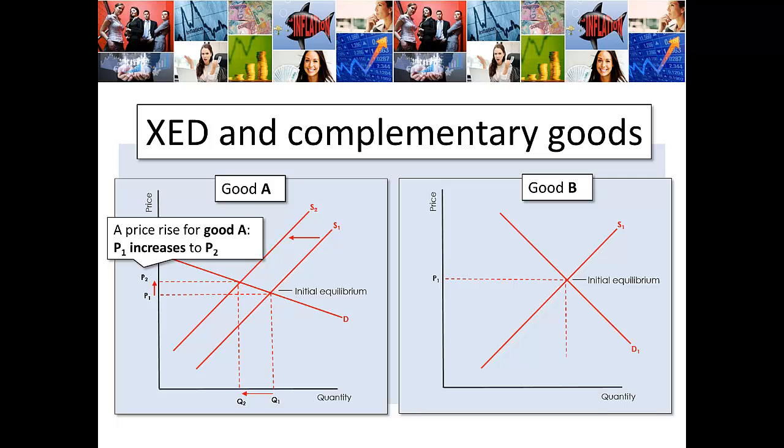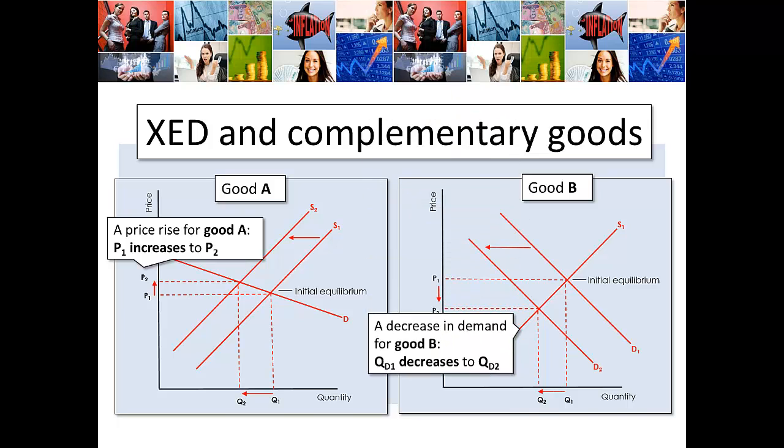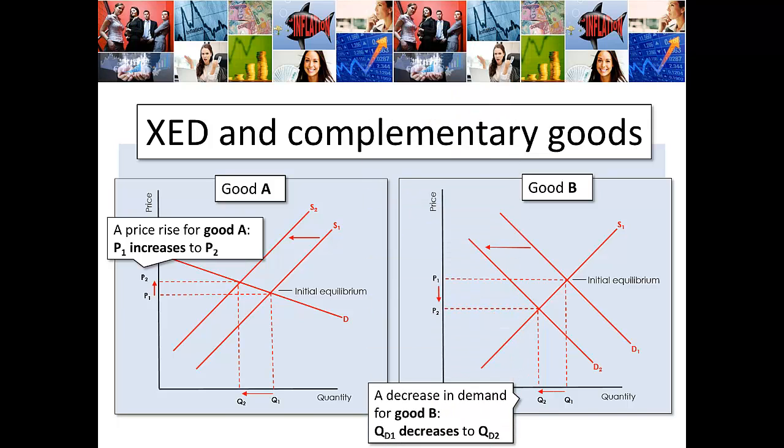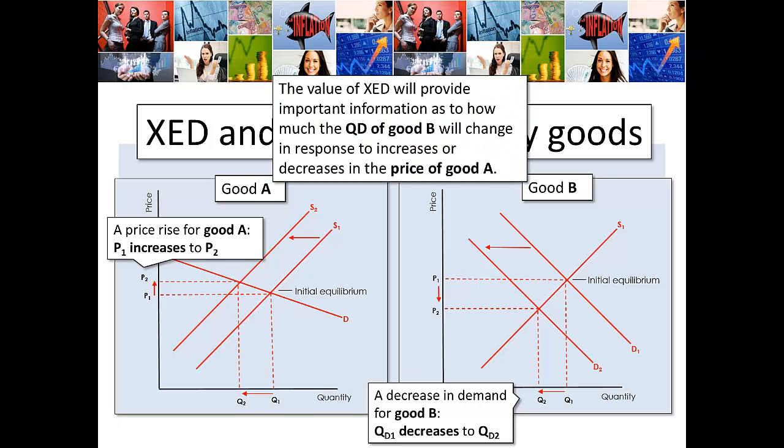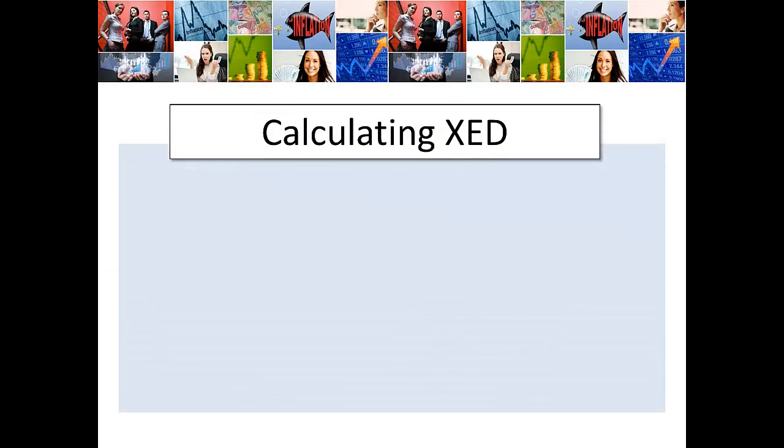Remember, these goods are bought together, so if the quantity demanded for one decreases, then the quantity demanded for the other good is going to decrease as well. An increase in the price of good A decreases the demand for good B. And again, how strong or weak the value is will determine how strong or weak these complement goods are. An increase in the price of one, how much will it affect the demand for the other? So, important information to consider if you are operating a business.